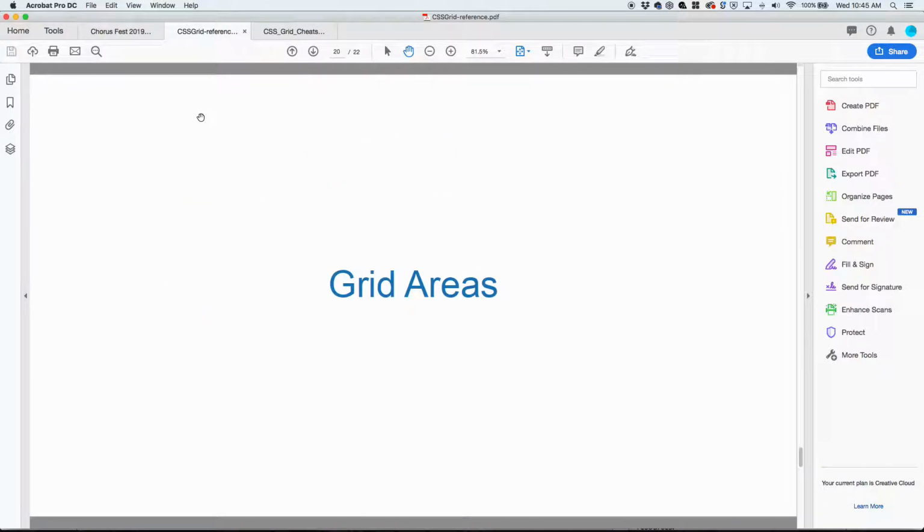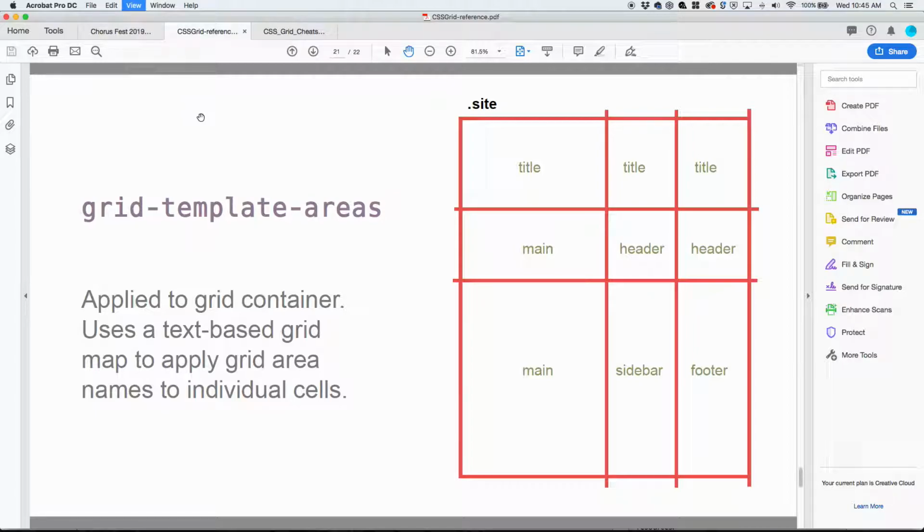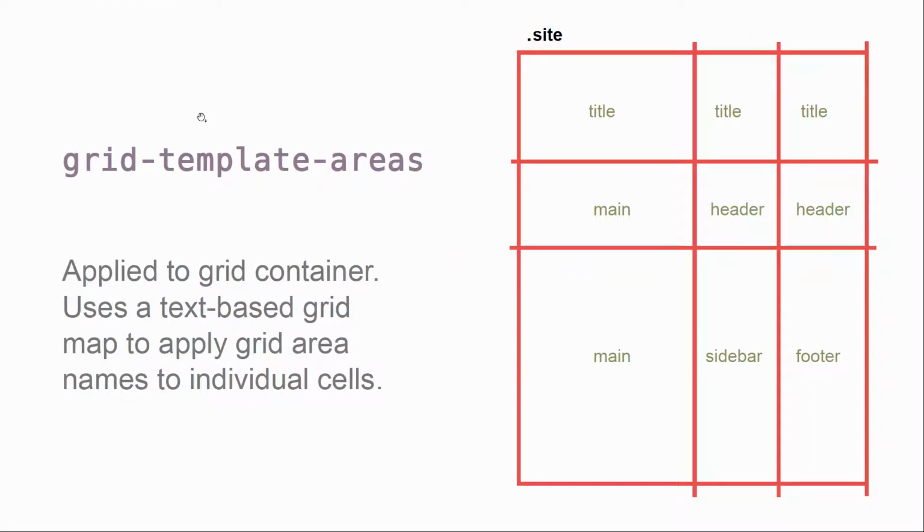So the next section here, we're going to talk about grid areas, where we can actually define the grid areas. They are applied to the grid container, and it basically uses a text-based grid map to apply grid area names to individual cells. So in this case, looking at our example here, we want our top row to be the entire title. We have our main, kind of the first cell in the second row here. The header is going to span 2 columns.